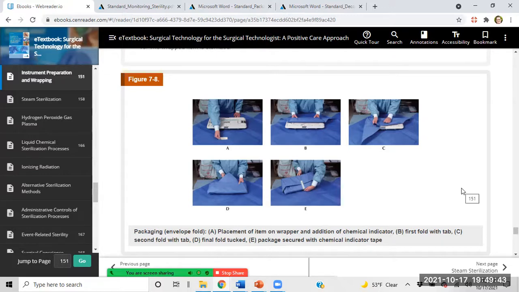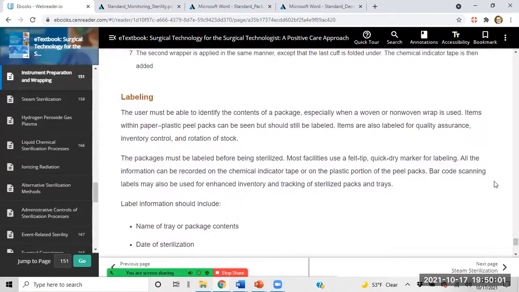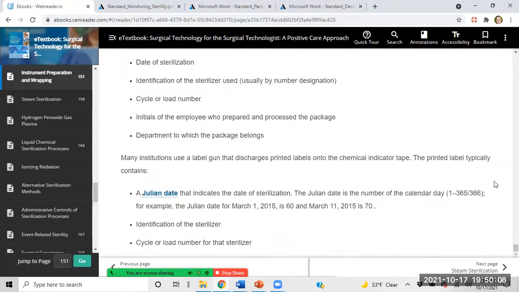These tabs are always placed for easy removal without contaminating the tray. Then the second fold also has a tab. Then the final fold is tucked, and the package is secured with chemical indicator tape. So the labeling is important. That tape is then written on with a date, what it is, and the initials of who wrapped it. Julian date, that is the date of the sterilization.